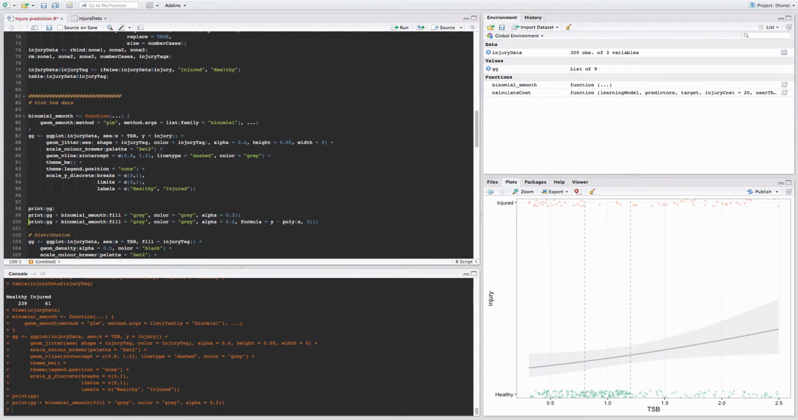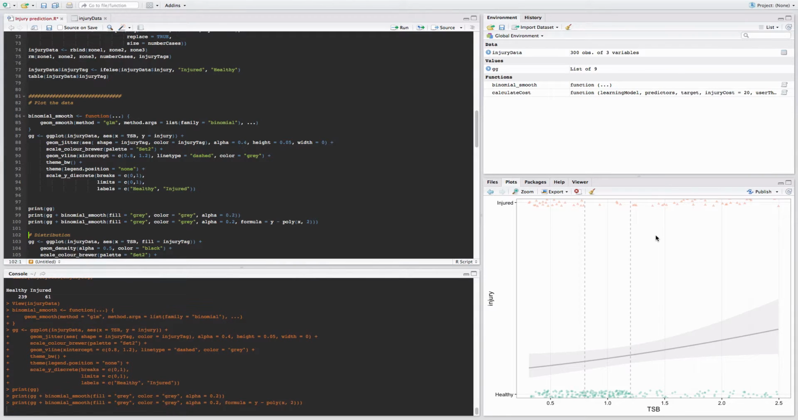The other function, as I said, looks like a linear function, but it's actually a really stretched out S curve. So it looks like the letter S. And now we're going to use a polynomial fit, which gives us a J curve. So what goes into the model is training stress balance and training stress balance squared, and this gives us the famous J curve.